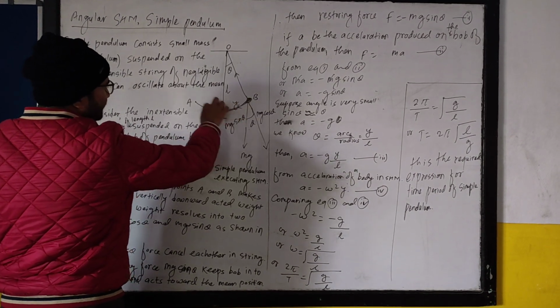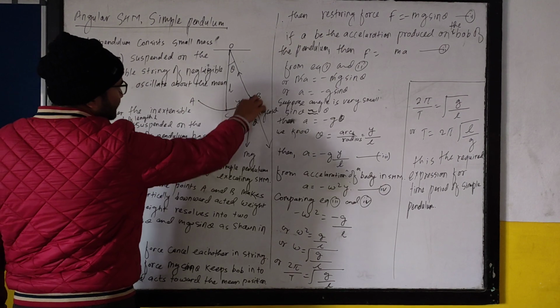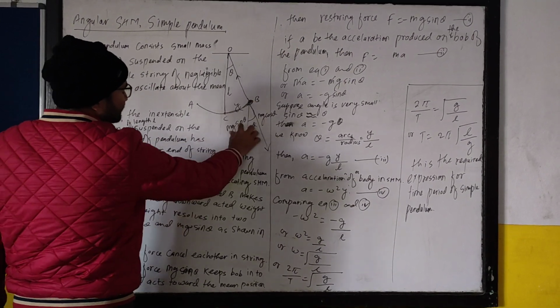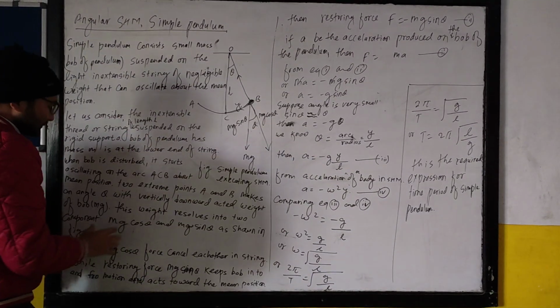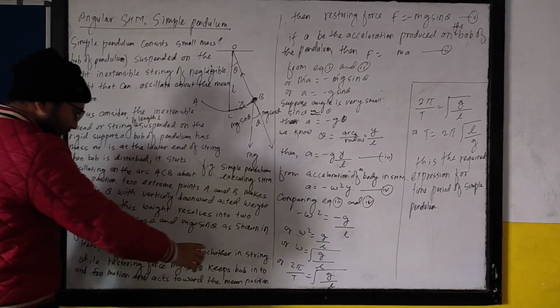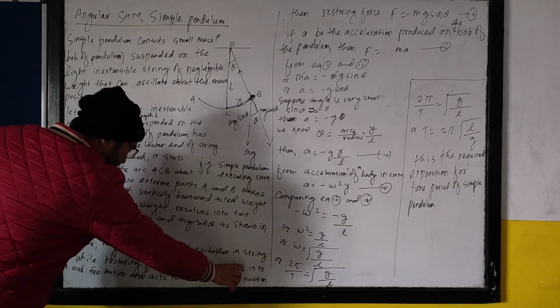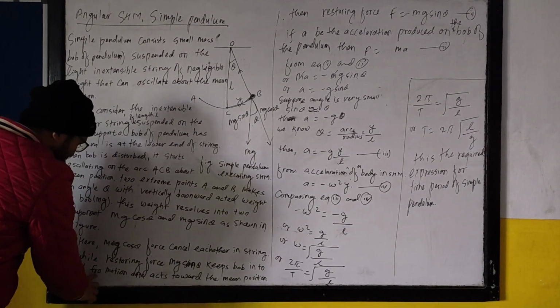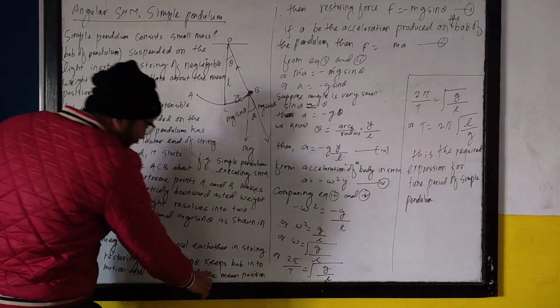you can see mg sin theta is taking this object from here to this point or this point, again from here to here. Which force is playing the role? Only mg sin theta is working here. You can see here, it gives the bob of the pendulum a to and fro motion, toward the mean position.